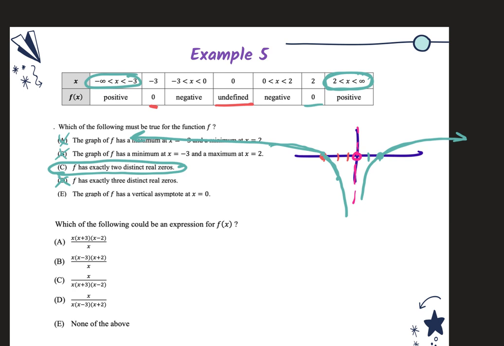What would be the other option that would make it undefined? A hole. So there could be a hole here. It could come down and it could come back up again. We don't know the overall shape of that. Does that make sense? So the only thing we know for sure is it's not going to cross the x-axis again.